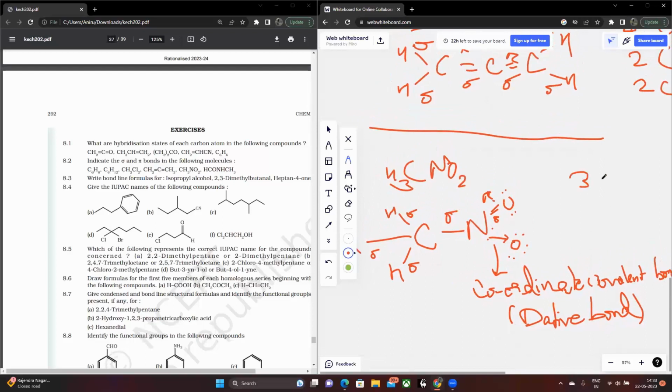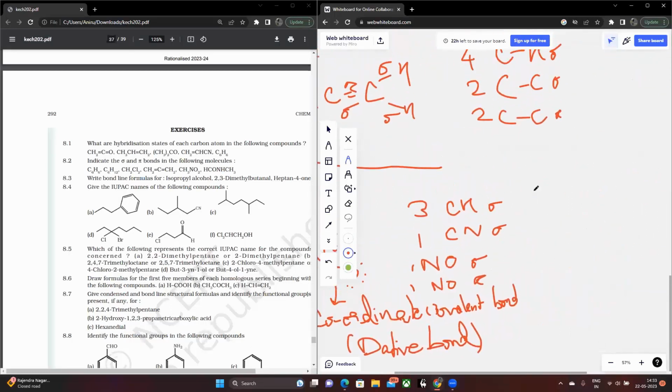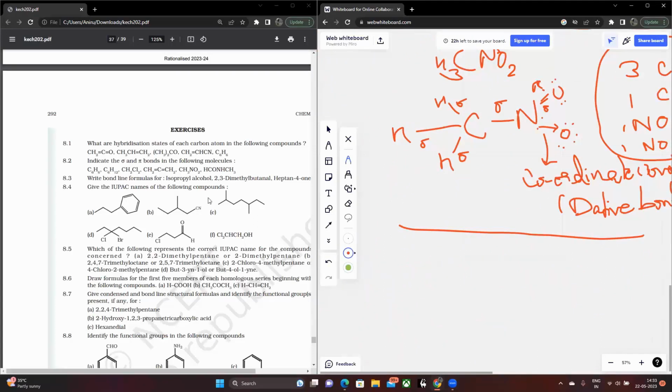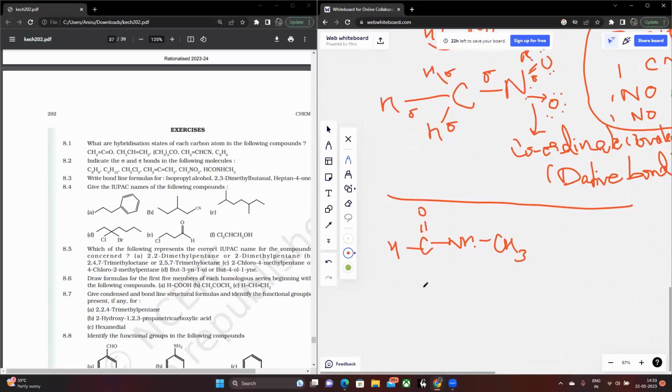So finally, you have 3 CH sigma. You have 1 CN sigma, and you have 1 NO sigma, 1 NO pi, and 1 dative bond, right? That's nitromethane. And finally, you have HCONH2 (HCO and HCH). Bonus points if someone actually knows what this functional group is. And I'm not going to say it.